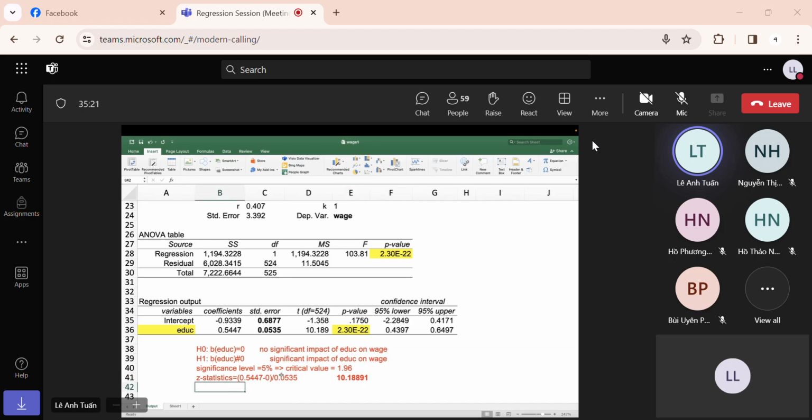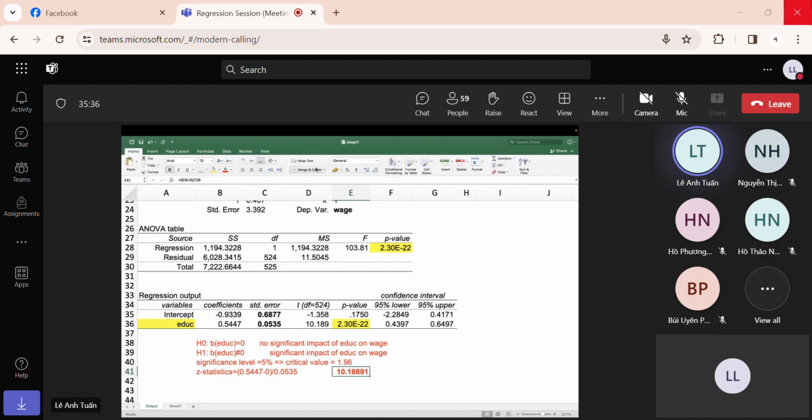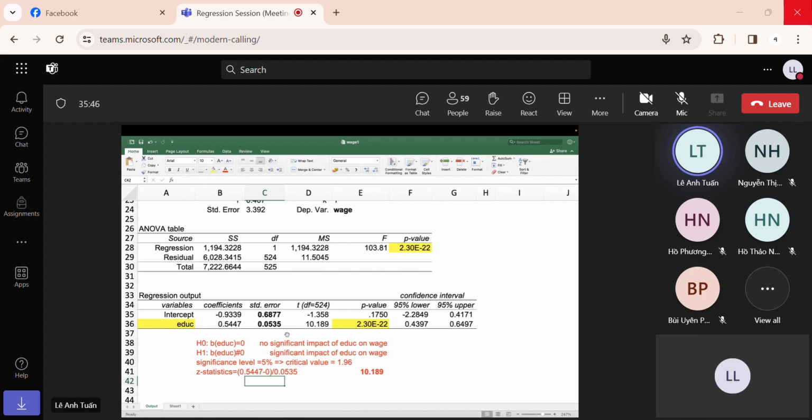Right? And this is the critical value we have. So can anyone tell me, based on this result, whether I will reject or fail to reject the null hypothesis?